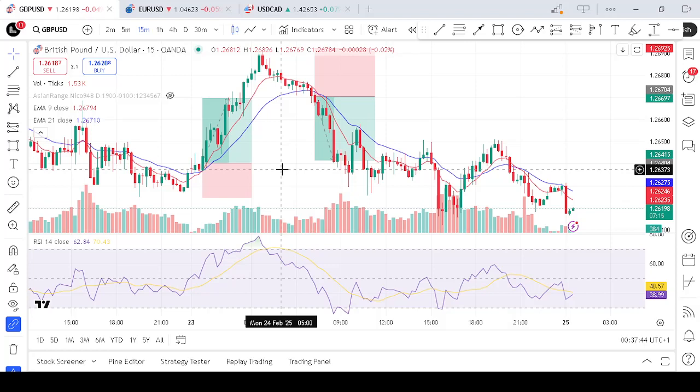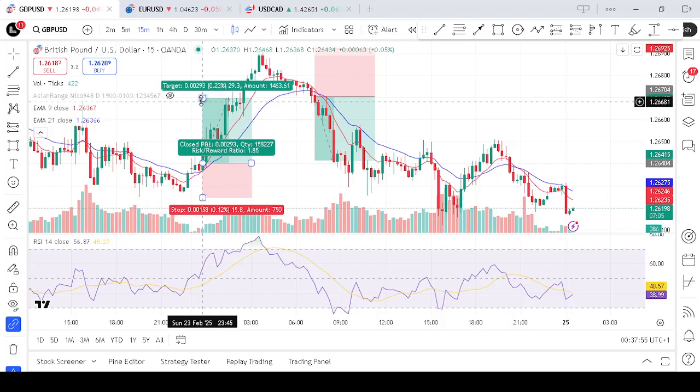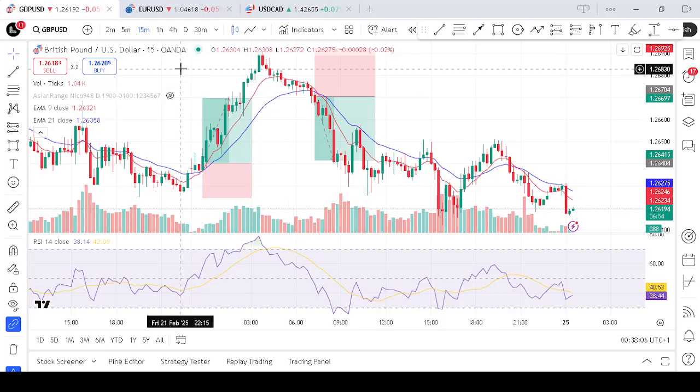Now for take profit, you aim for key levels, or you can use trailing stops to lock in profit as the trend continues. You can also make use of key levels such as psychological levels or the next resistance or support areas. Those are the key levels we make use of.